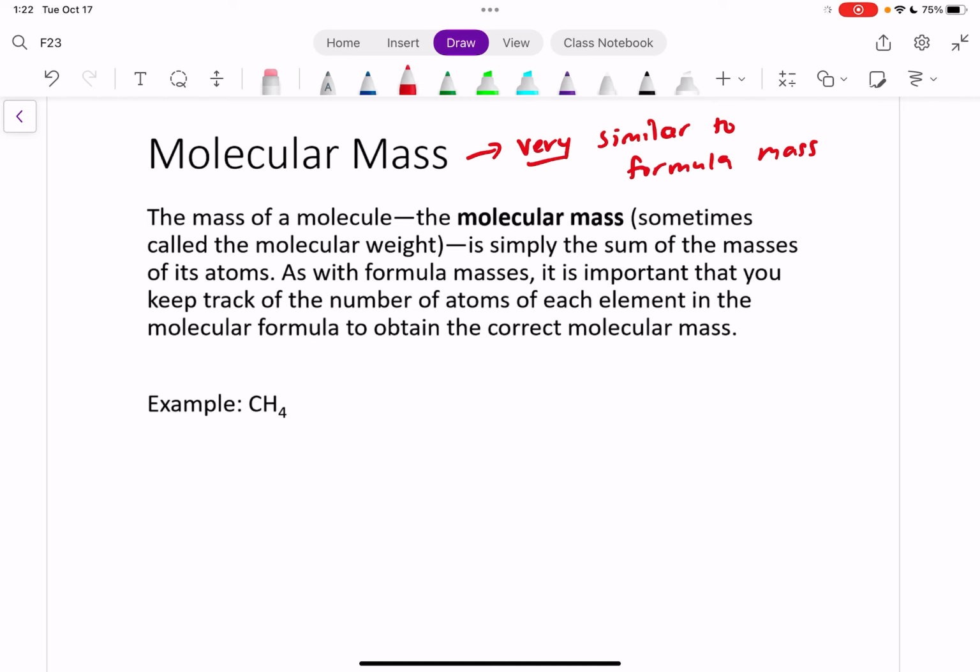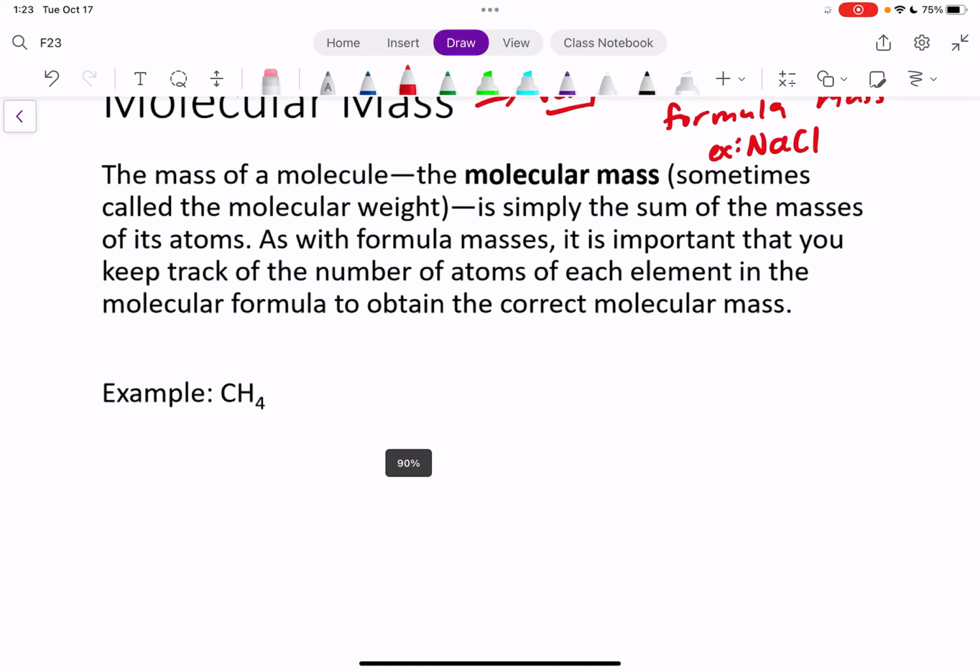So before we said, sometimes we want to know the mass of something like NaCl, right? And we said, well, we have one sodium atom, which is going to weigh whatever its atomic mass is on the periodic table. And then we've got one chlorine atom, and then you just add those two masses together. This is the same thing now. We're just talking about a molecule, a covalently bonded compound. But it's the same idea.